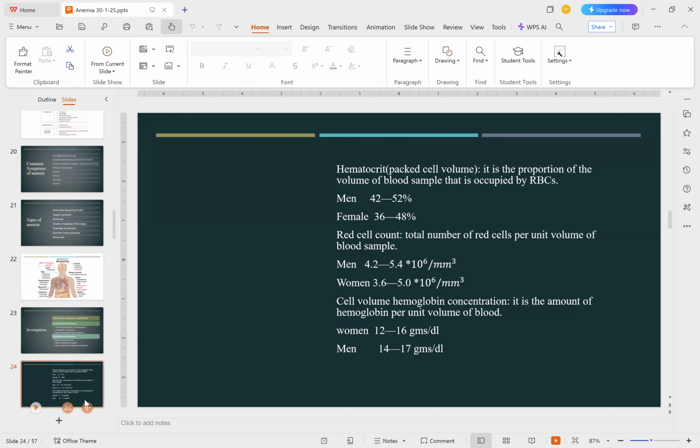Red cell count is the total number of red cells per unit volume of blood sample. In men, it is 4.2 to 5.4 million per millimeter cube. In women, 3.6 to 5. Hemoglobin concentration is the amount of hemoglobin per unit volume of blood. In women, 12 to 16 gram per deciliter. In men, 14 to 17 gram per deciliter.